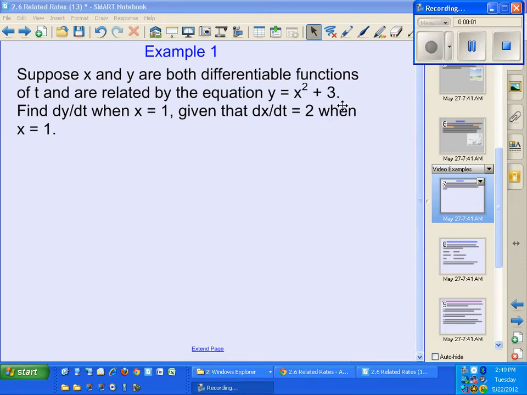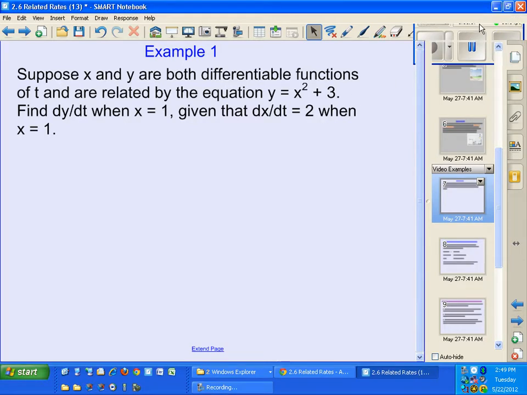Hello and welcome to section 2.6, related rates. In this section, we're going to deal with problems where we need to solve how something is changing over time. In the last section, when we were doing implicit differentiation, we were always differentiating with respect to x, but now we're going to differentiate with respect to time.